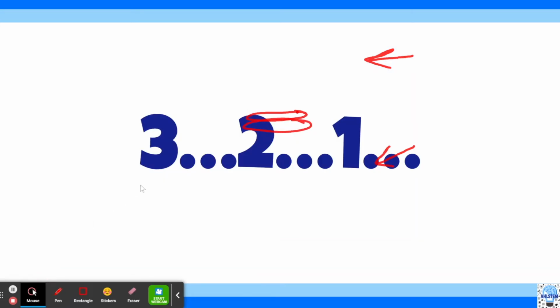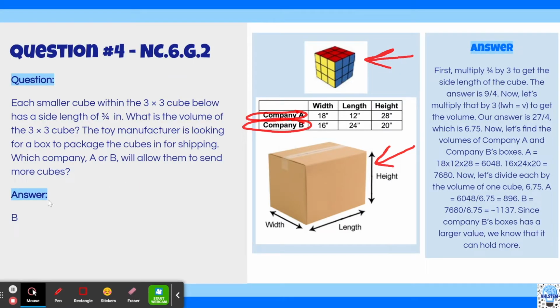3, 2, 1. So the company that can ship more Rubik's cubes or these types of cubes is company B. And let's figure out why. So you don't even need to find how many cubes can fit in. You just need to see which company has a bigger volume. So since company B's box has a larger value, we know that it can hold more.